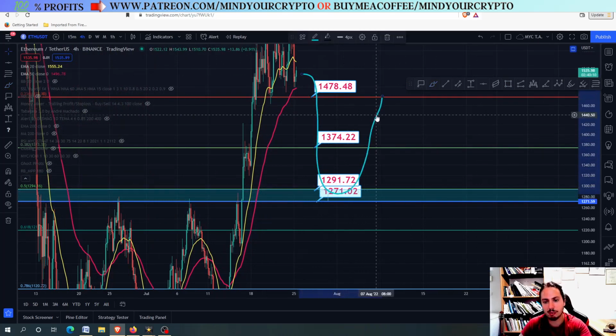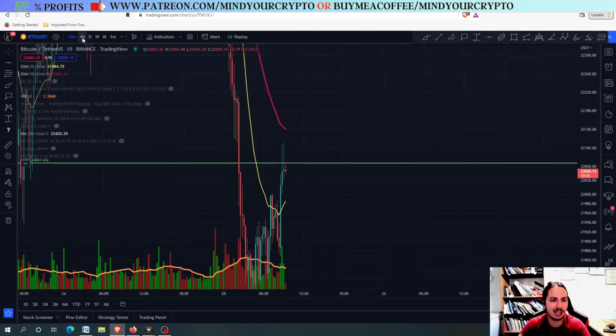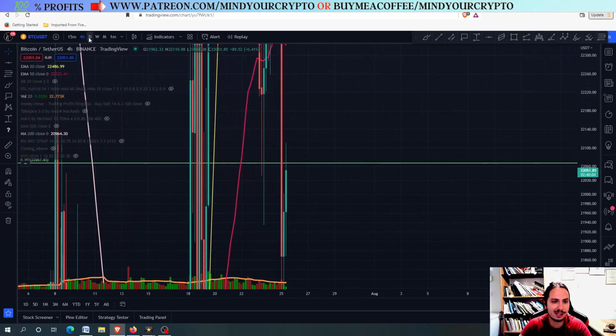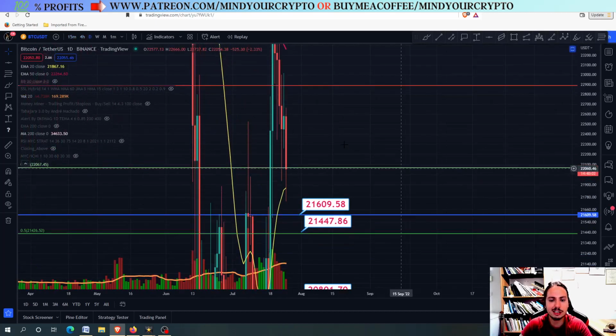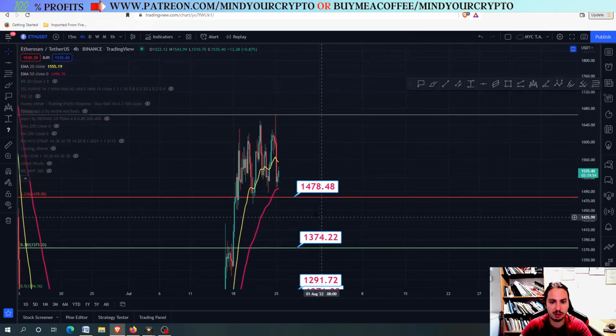then we go up. And why I'm saying about these support levels, it is because of the BTC against USDT chart right here in the 4-hour frame, and on the daily frame, it doesn't look so good. It looks to me like it wants to retest these levels down and maybe even further down. So that's why I'm having more support levels for Ethereum.